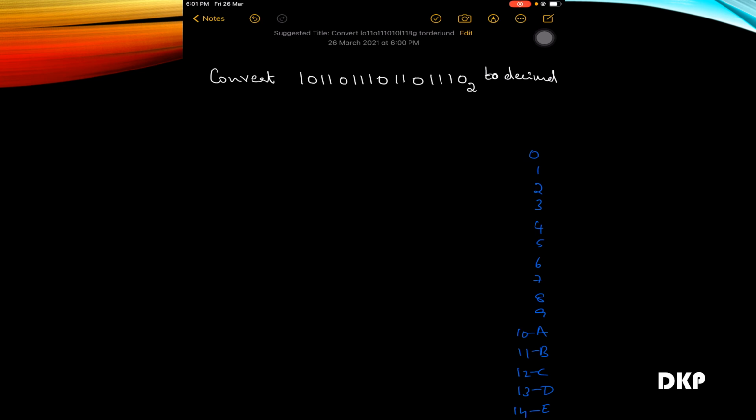Let us convert this binary number to decimal. Here the given binary number is very large, so we cannot convert this directly to decimal. It will be very difficult. Therefore, convert this to hexa, then hexa to decimal. This is the step that you have to follow. In order to convert this given binary number, you should be very careful while writing it. You should not miss any ones or zeros.